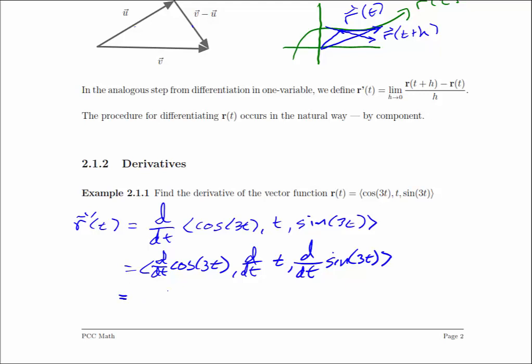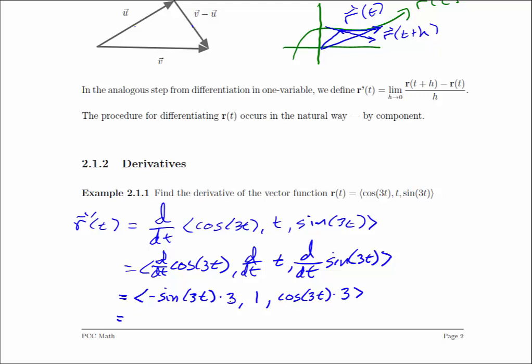And so then we apply our basic derivative rules for the derivative of cosine of 3t. Here we need to use chain rule. So the derivative of cosine is negative sine, and we need to multiply by the derivative of 3t, which is 3. The derivative of t is just 1. The derivative of sine of 3t, again we use chain rule, so I get cosine of 3t times 3.